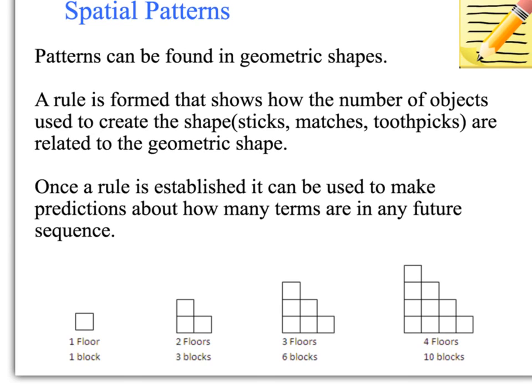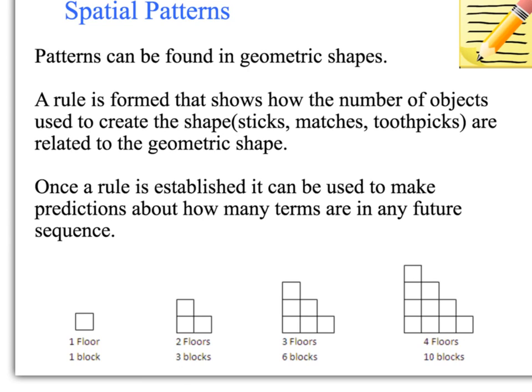We've got blocks. So you need to find out how many of those are used to make the shape, and then you form a rule around that. So once you have the rule, you can predict how many terms or how many things you need, like sticks, matches, toothpicks, for any future shape that you make.